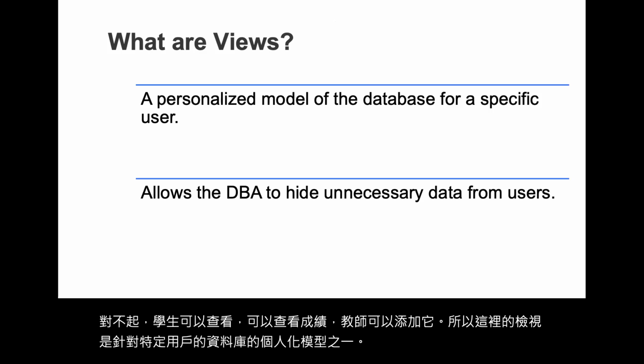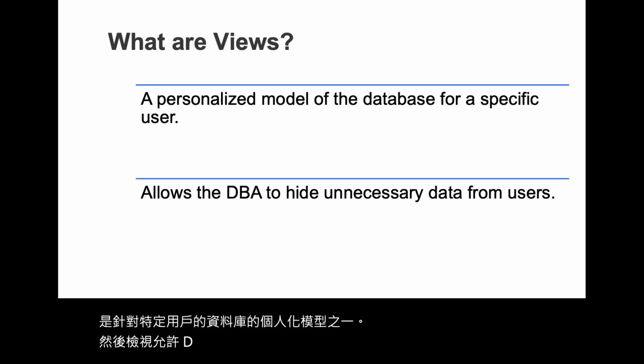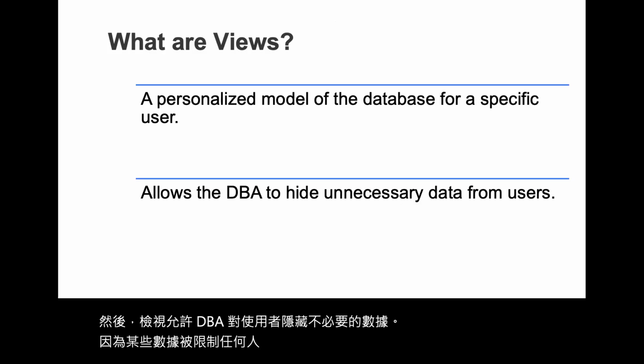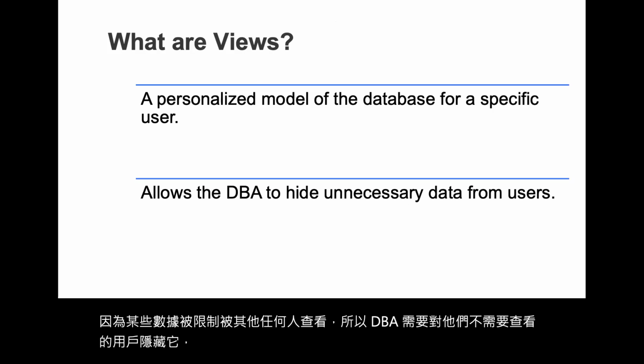The views allow the DBA to hide unnecessary data from the users, because some data is restricted from being seen by anyone else. So the DBA needs to hide it from the users who don't need to see it, or who shouldn't have the access to see it.